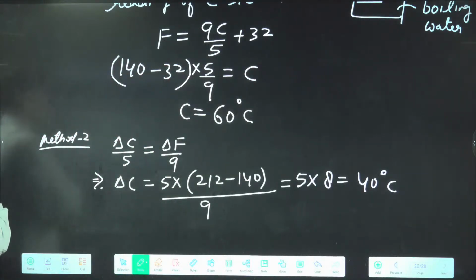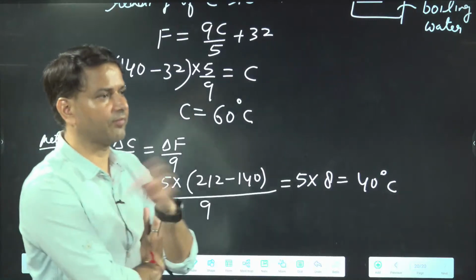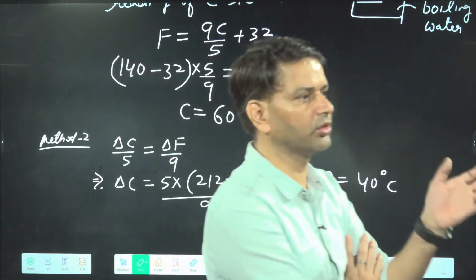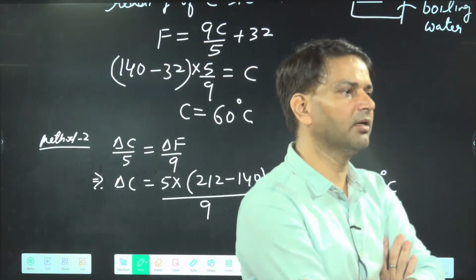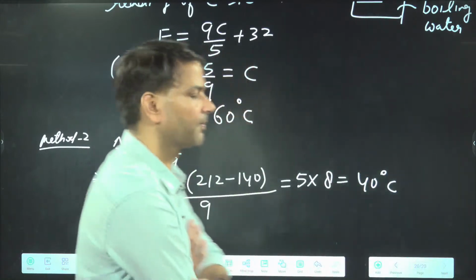Got it? So first we can find the C temperature. After finding the C temperature, from the original you will subtract, and you will get the difference. Okay. Completed.